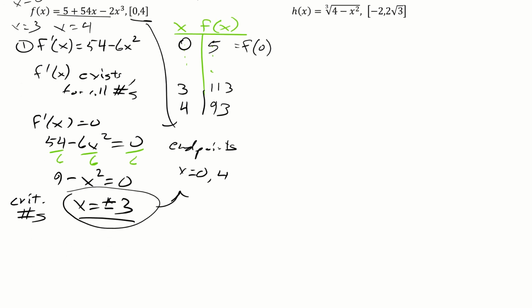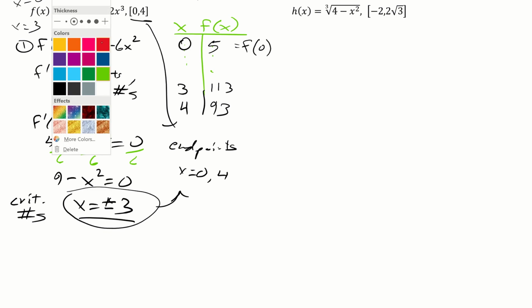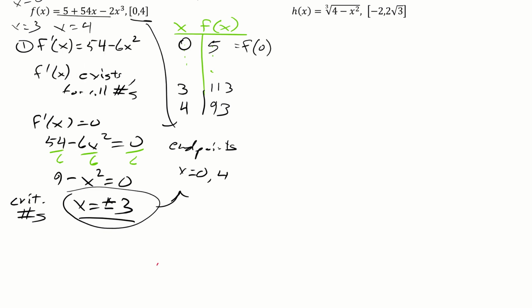So here's the thing. We found the critical numbers, and we know what the endpoints are. We rejected minus 3; it was not in the interval. Now we computed their values, and we do a comparison. Which one's biggest, which one's smallest? We get to write the answer.